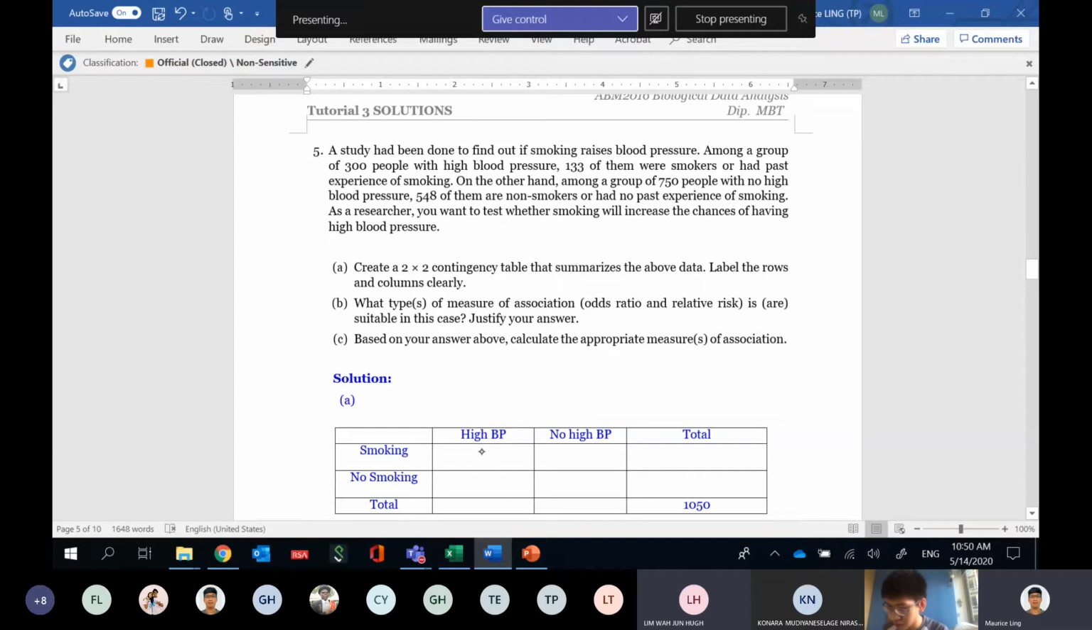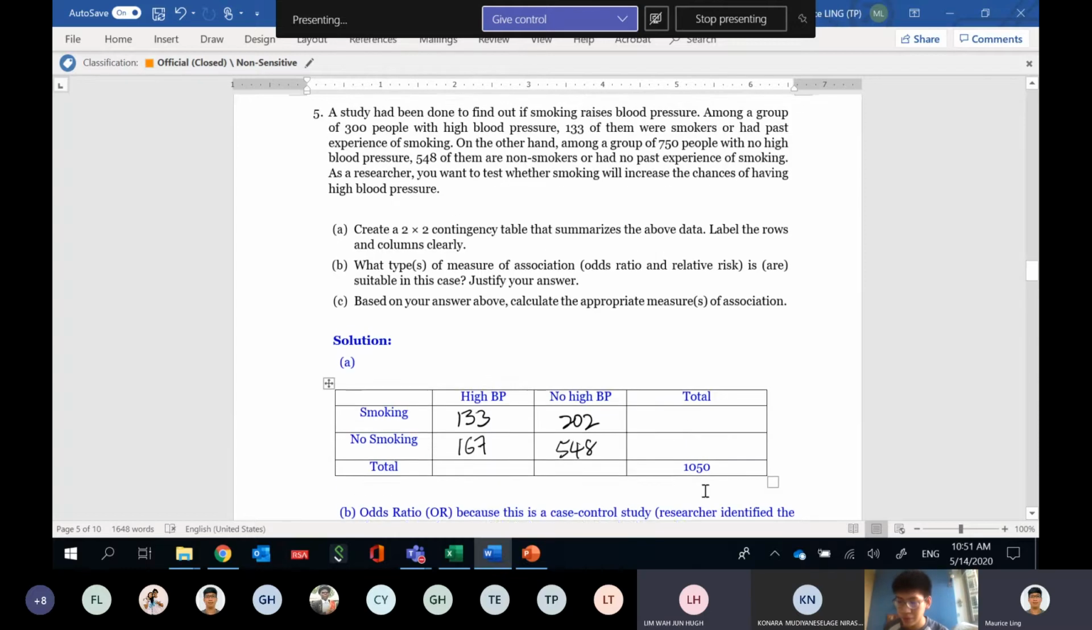Let's say for high blood pressure, smoking and high blood pressure would be 133. Yeah, 133, correct. Smoking and no high blood pressure will be 202. Very good. No smoking and high blood pressure would be 167. Yes. And no smoking and no high blood pressure will be 548. Yes, correct. Basically all these four numbers add up to 1050.